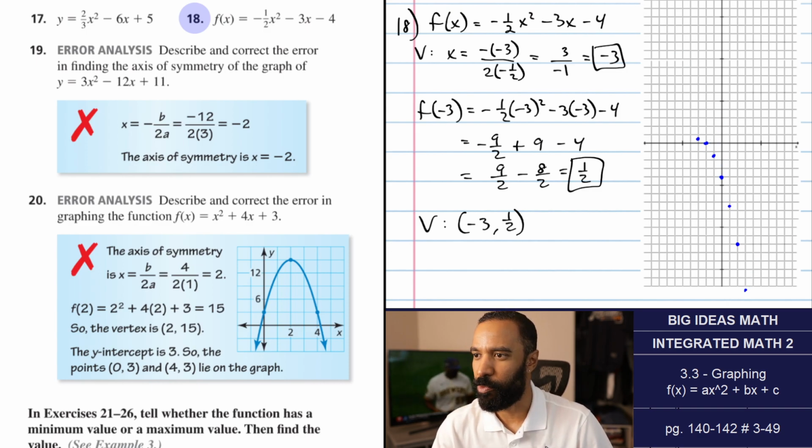Okay, and I do want to reflect these points across. I will draw my axis of symmetry on this one.